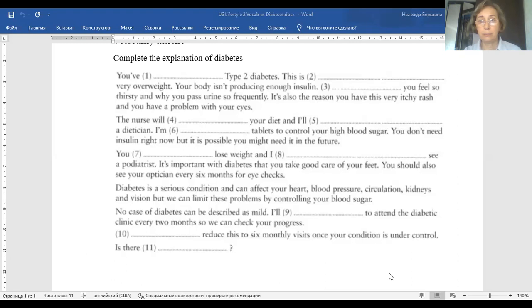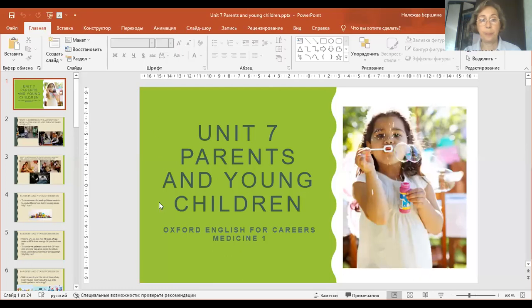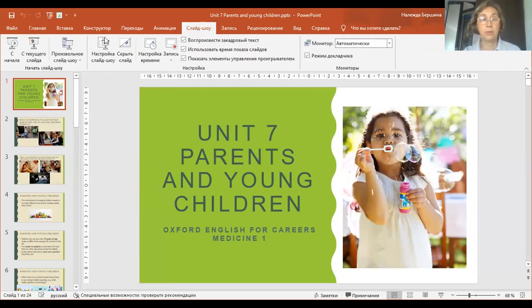And now I'll share the screen. As you see, today we're going to start Unit 7. Unit 7 is called Parents and Young Children. And let's try to make it full screen.